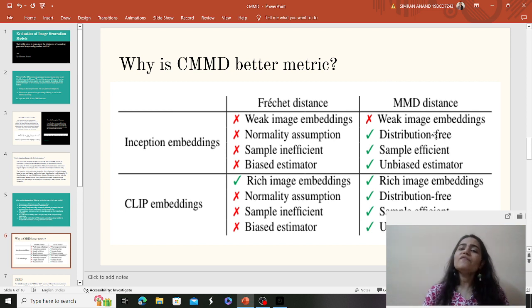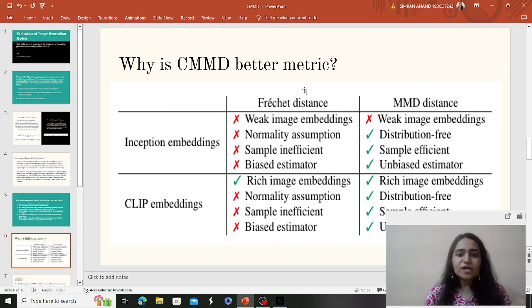That is, you need not use as many images as are required for FID to work, but MMD is sample efficient. It can work even on small samples, small samples as in small image sets. It does not require a large number of images to operate. Next, it's an unbiased estimator.